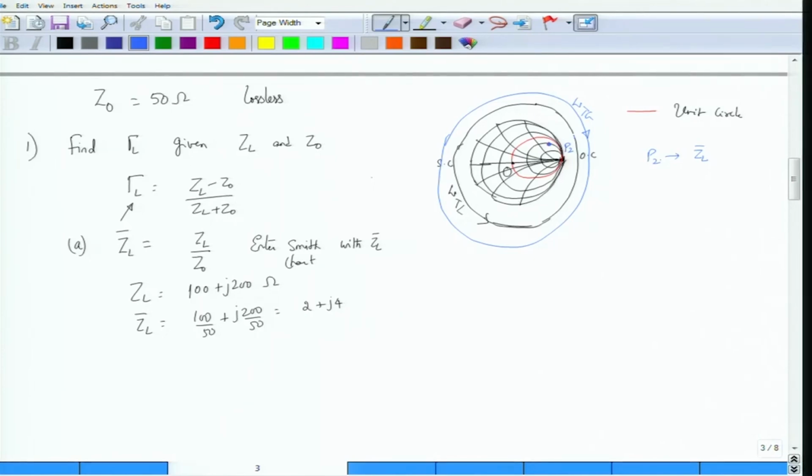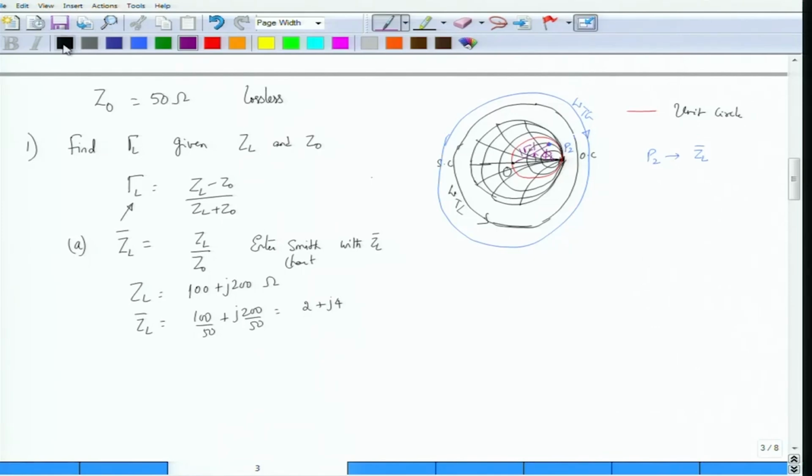So you end up with P2 for ZL, and from the center of the Smith chart you should now draw a line which passes through P2. The angle which this line makes will be the phase angle phi L. Remember that 2 beta L is not of any consequence to us, therefore I have removed 2 beta L from consideration. This line would also give you the magnitude of gamma L. So how does it give you the magnitude of gamma L?